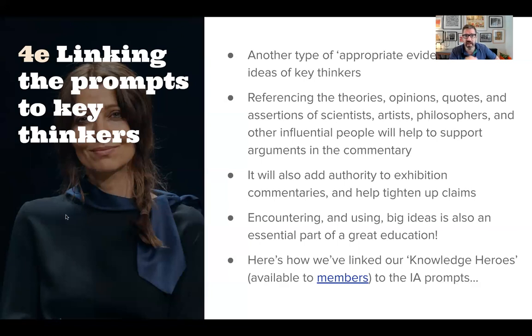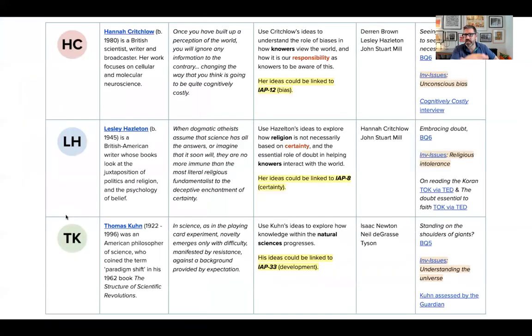So again, this is how that looks. It's a PDF, this document, and you will go through it and you'll see loads and loads of amazing thinkers. Those are 3 of them there. So let's focus on Leslie Hazelton, an absolutely wonderful writer and thinker and speaker.